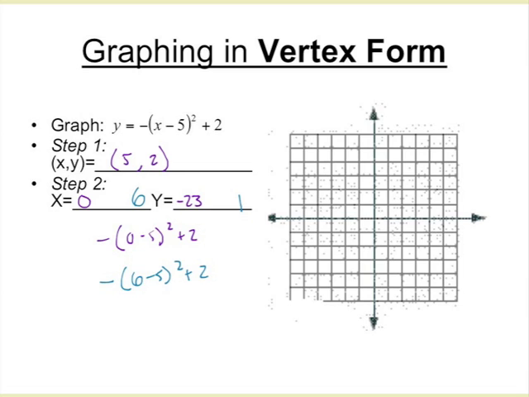So I'll plot the vertex first at 5, 2, and I get my line of symmetry there. I'm not going to plot 0, negative 23, but I will plot 6, 1. And I'll fold that over the mirror line, and then connect the dots. And it's facing downward, which is what we would expect since there's a negative in front of the equation. Okay? Questions?